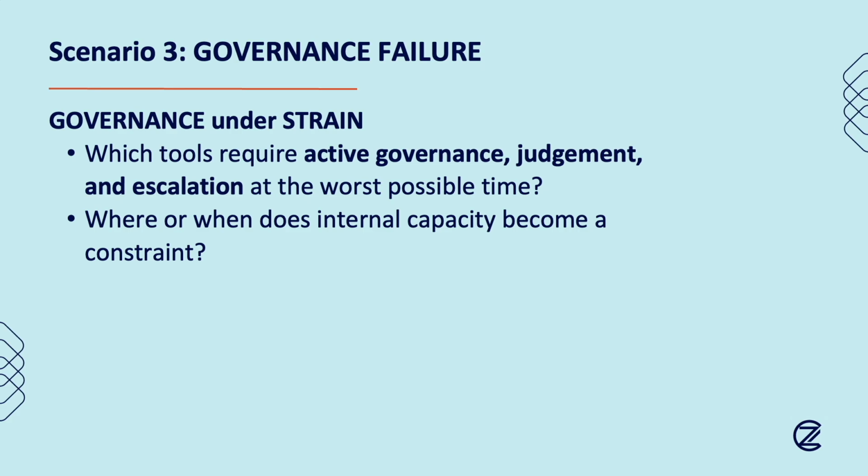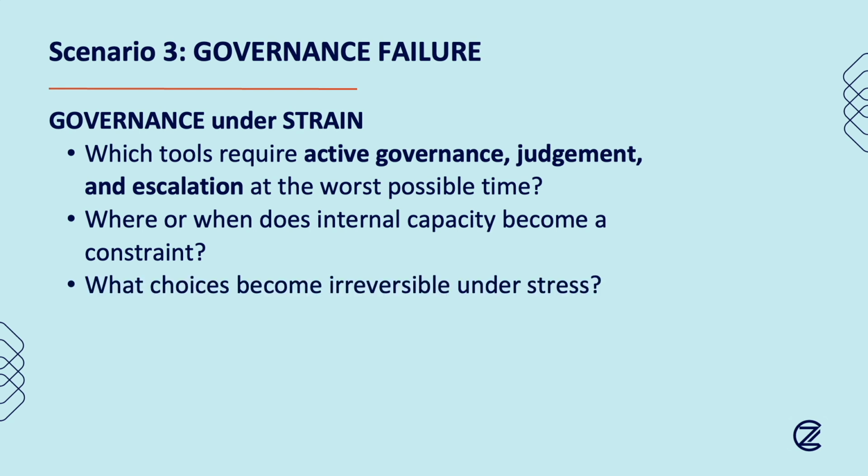As your direct portfolio grows, naturally, the people that can manage those kinds of situations in those portfolio companies, when tough decisions may need to be made, that pool of people will have to grow in parallel. What choices become irreversible under stress?